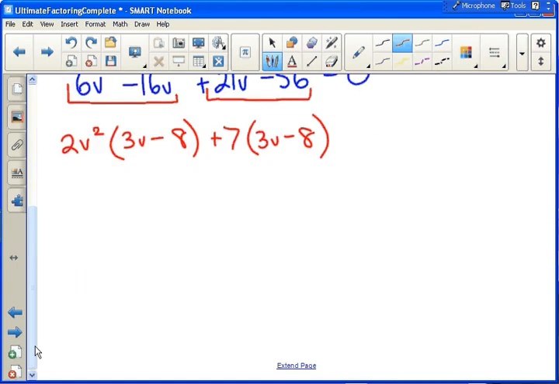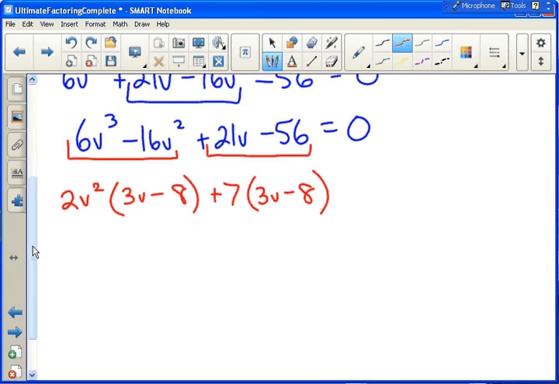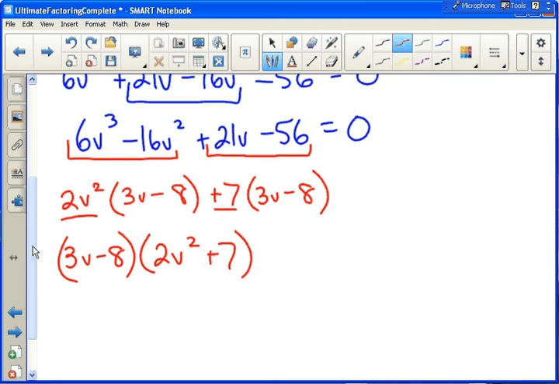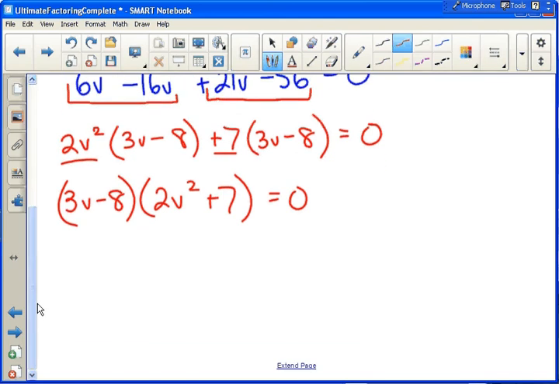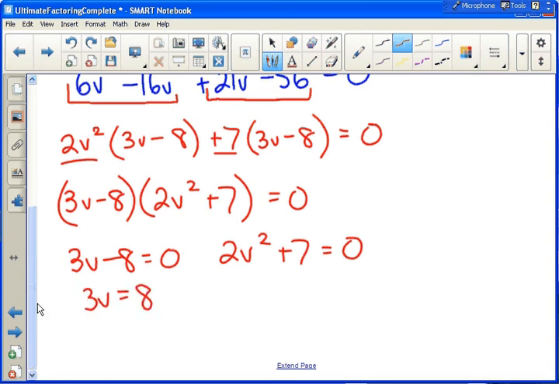Sorry about that. Now that we're completely factored, we can set both pieces equal to 0 to find our answer. Add 8 to both sides. Divide both sides by 3, and I get v equals 8/3. Now we're actually going to get an interesting result with this one, so pay close attention. Subtract 7 from both sides. 2v squared equals negative 7. Divide both sides by 2, and I get v squared equals negative 7/2.